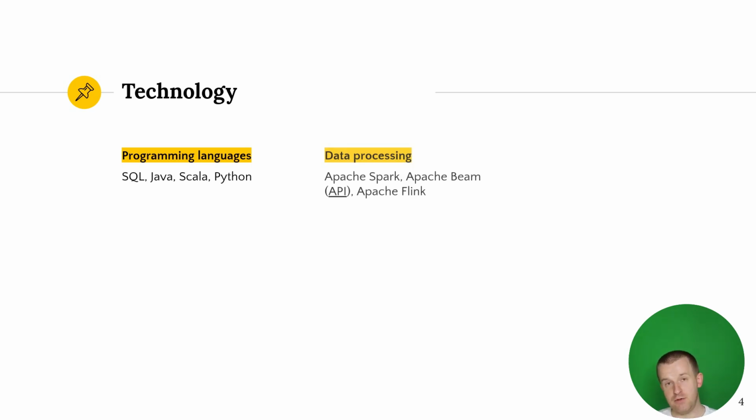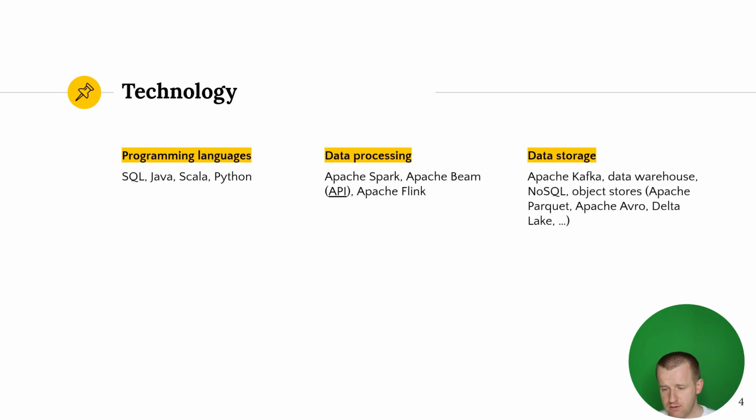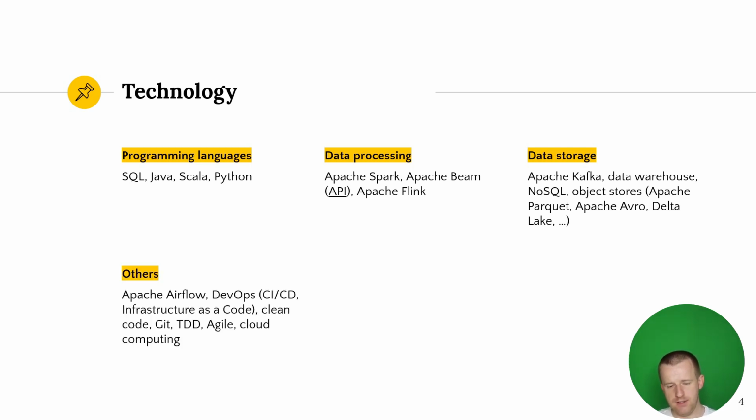There are, of course, data processing frameworks, as I mentioned: Apache Spark, Apache Beam, which is a high-level API to highlight that fact, and Apache Flink. For data storage, there are streaming brokers, like for example Apache Kafka, data warehouses, NoSQL databases, and object stores that can be used to store files with different formats, like Apache Parquet, Apache Avro, or Delta Lake. And there are others. In these others, you can find Apache Airflow, which is a data orchestrator to synchronize and to operationalize your jobs.